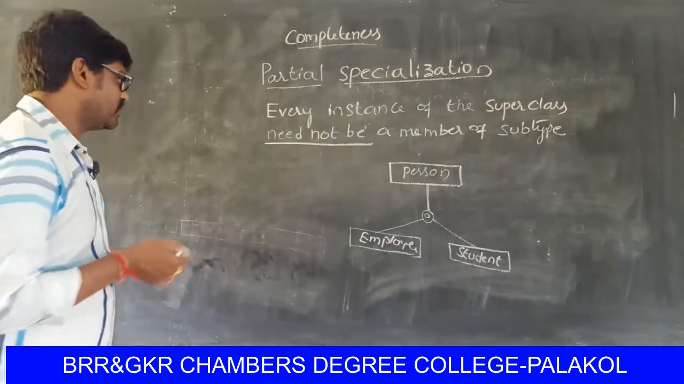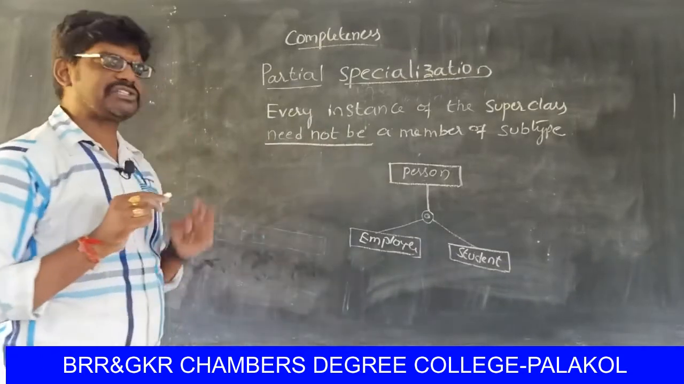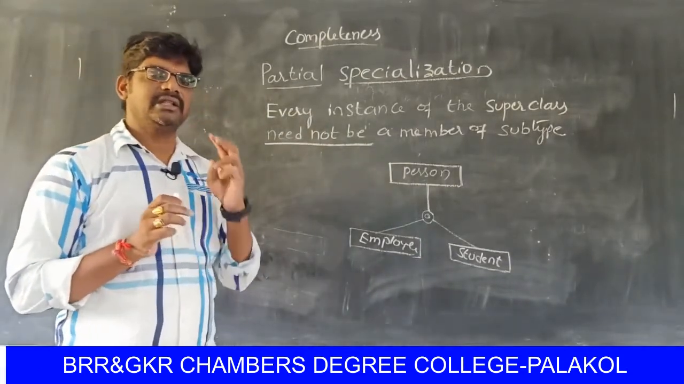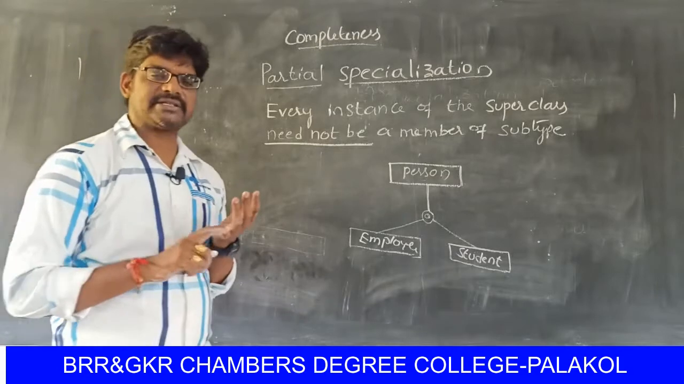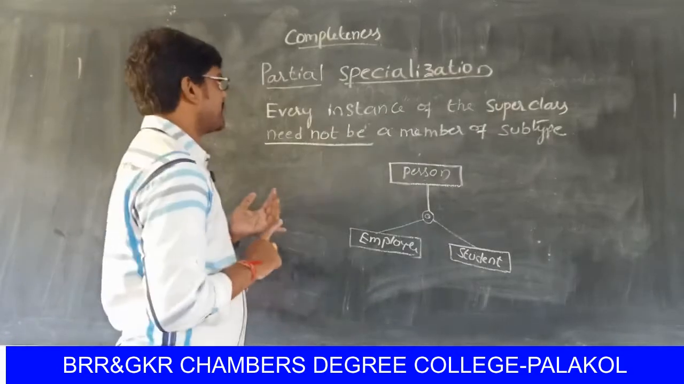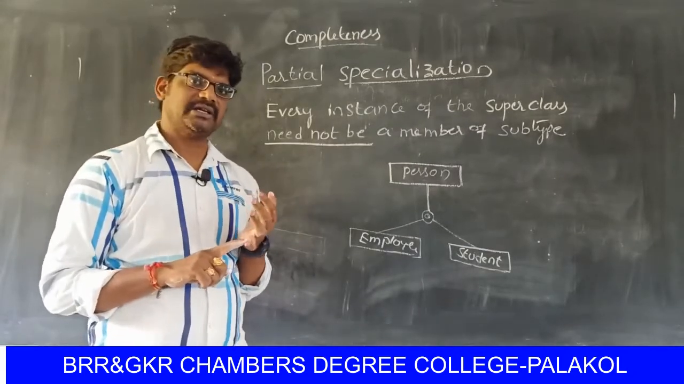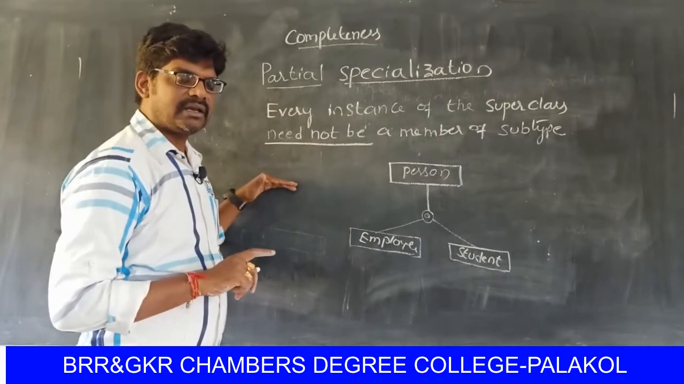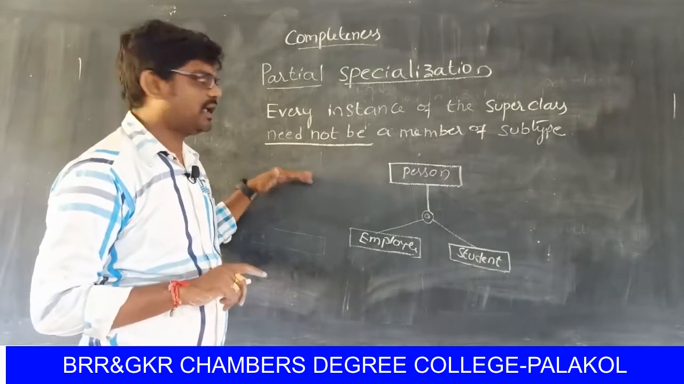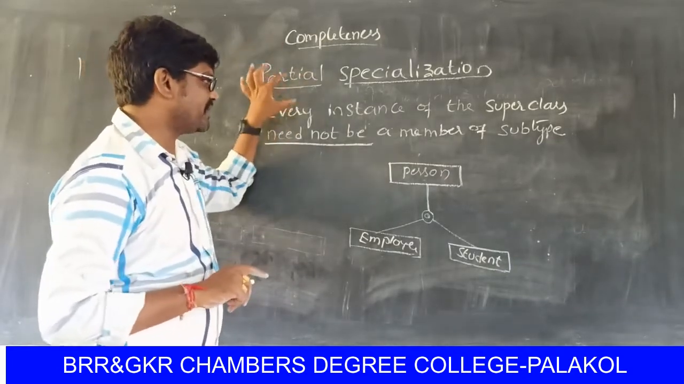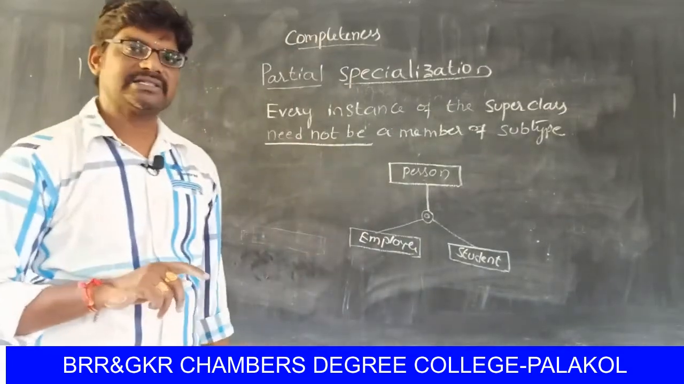Okay, so here we are discussing four types of concepts, constraints on specialization and generalization: total completeness constraint, partial completeness constraint, disjoint constraint and overlap constraint. So with partial specialization, every instance of the superclass need not be a member of the subclass or subtype.